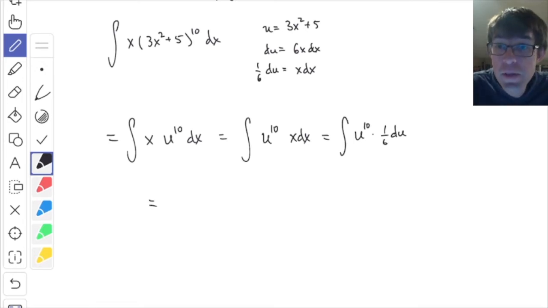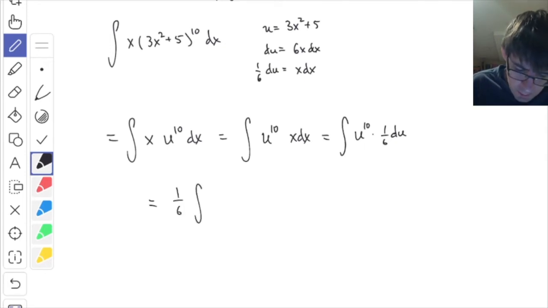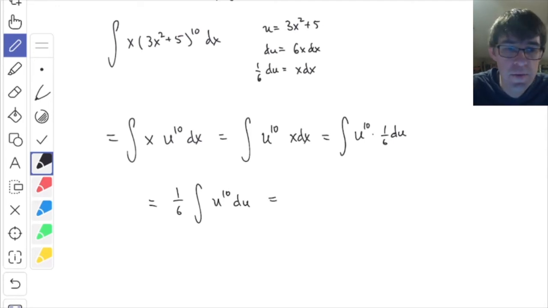I've completed the substitution. It's all used now. Now I can factor the 1/6 out of the integral, because I always am going to pull out a constant if I can. U to the 10 du. All right. We can next do the antiderivative.